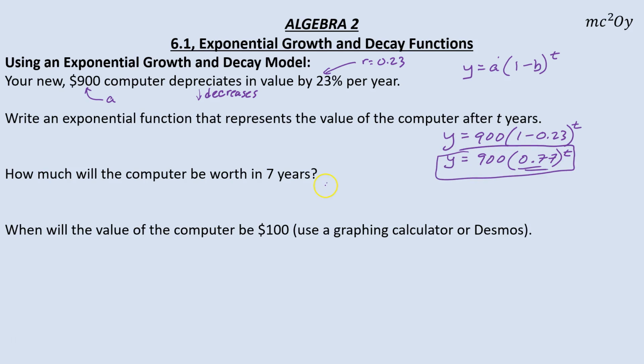What will it be worth in 7 years? Well, that's when we substitute 7 in for t. So 900 times 0.77 to the power of 7. That's a lot of 7s. Okay, substitute that 7 in. And if we go to the nearest cent, your value would be, let's see, $144.44. A lot of fours now.